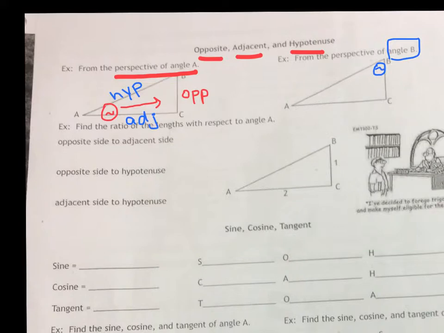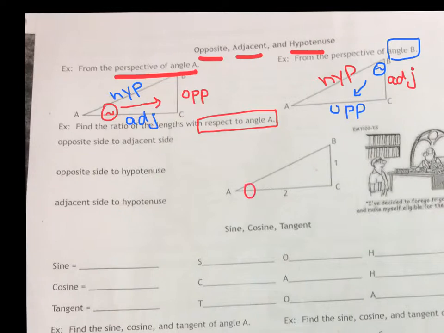So looking from B, my hypotenuse does not change, still the longest side. But the side across from B, opposite B, would be side AC now. And the side beside the angle, the adjacent side, is side BC. Again, opposite, adjacent, hypotenuse. Example, find the ratio of the lengths with respect to angle A.